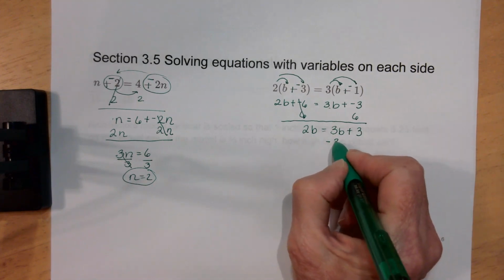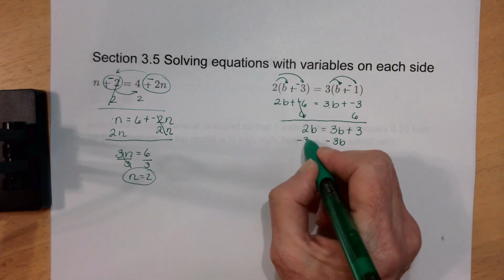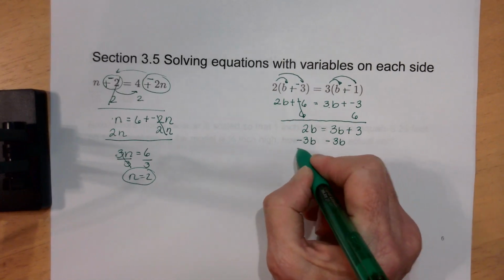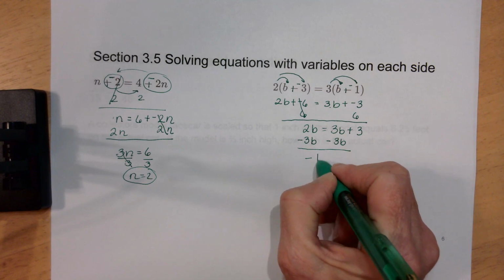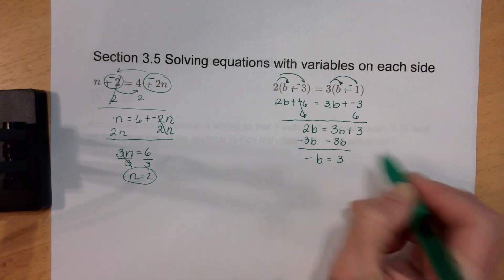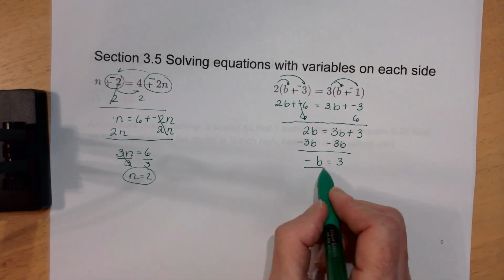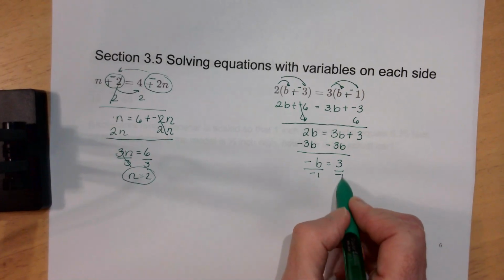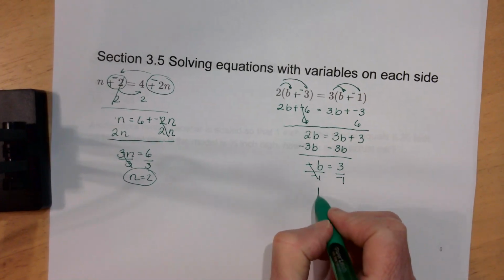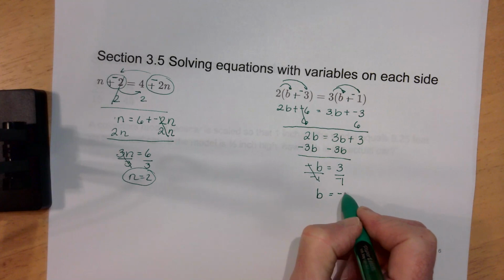I need to add a -3b to both sides. And I get a -b equals 3. I've got to get rid of the negative, so I'm going to divide by -1. What I do to one side, I have to do to both sides, and I'm going to get a -3.